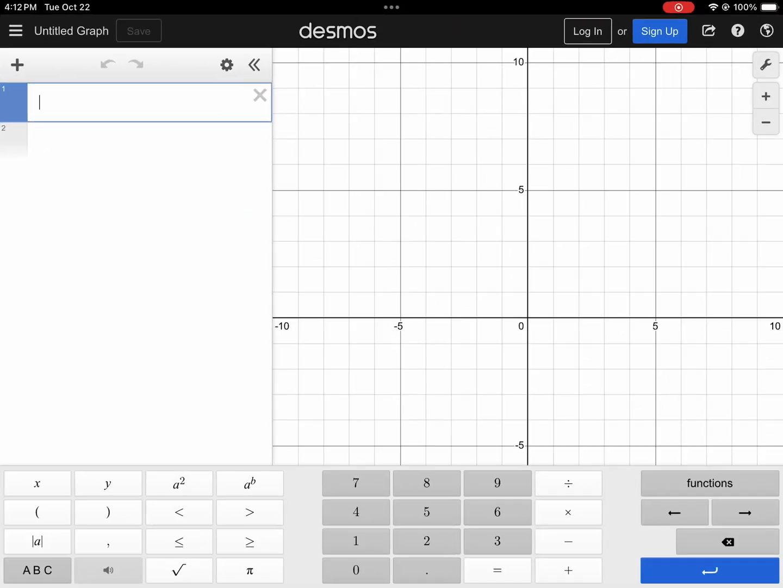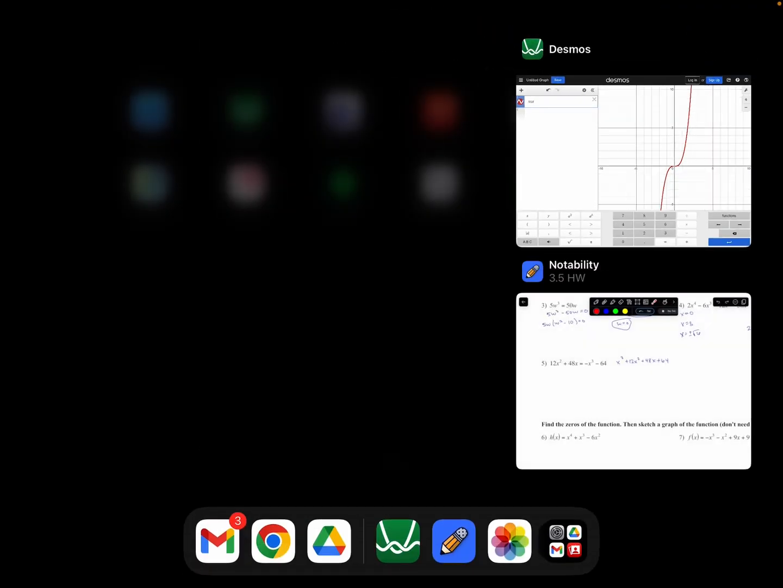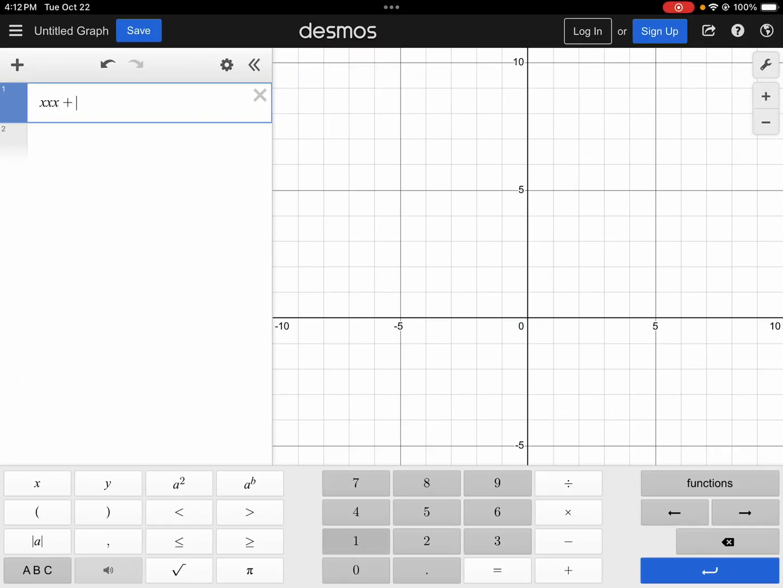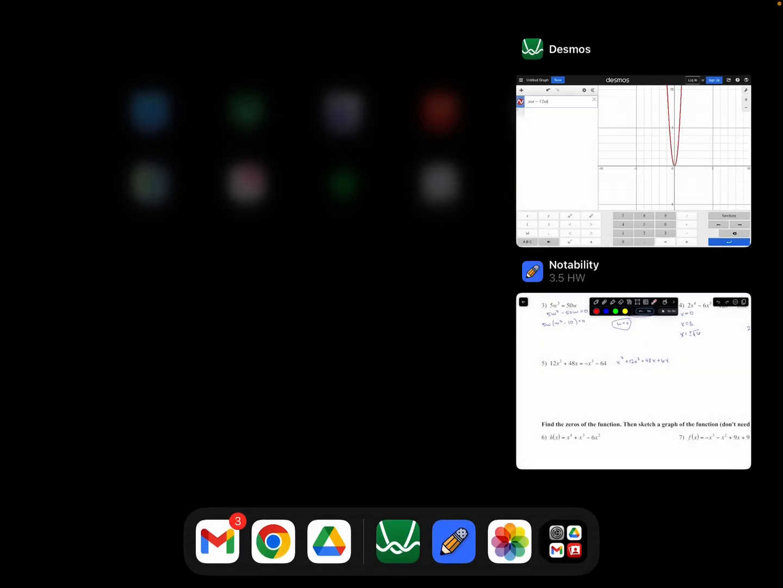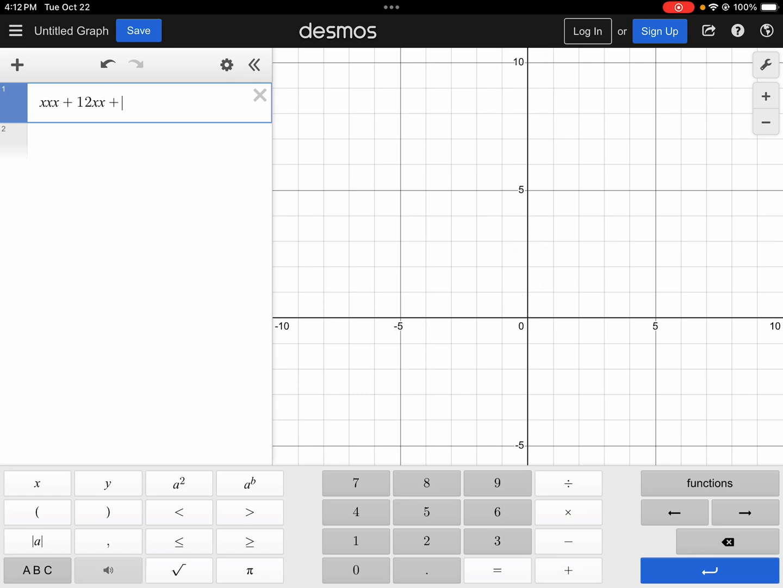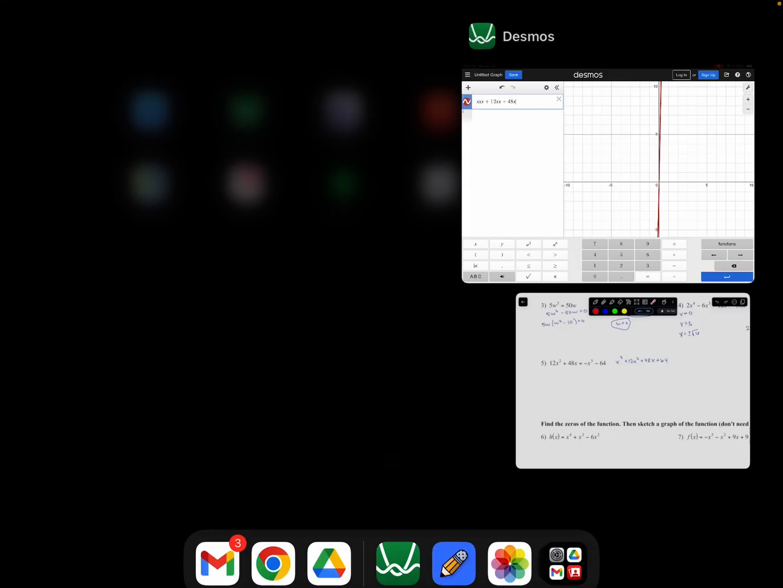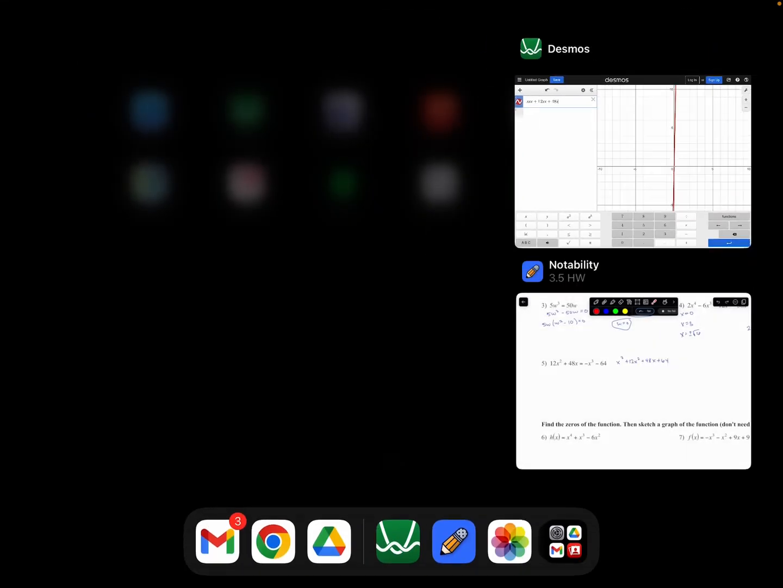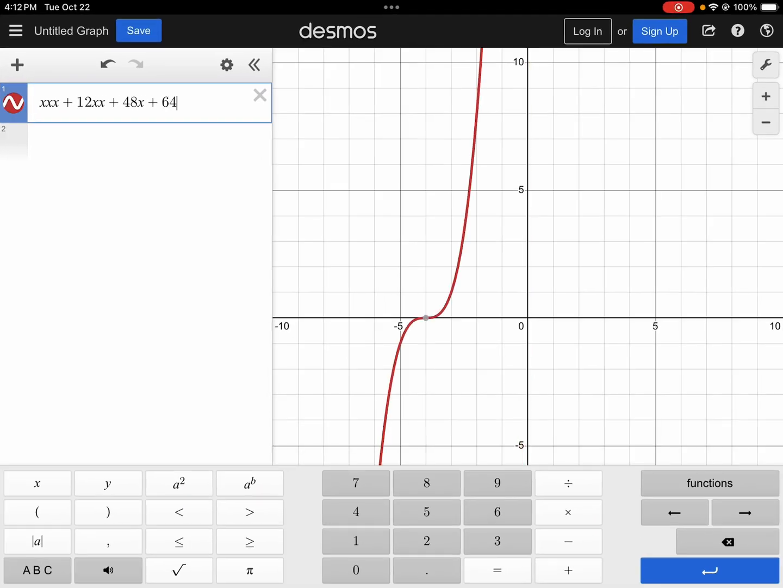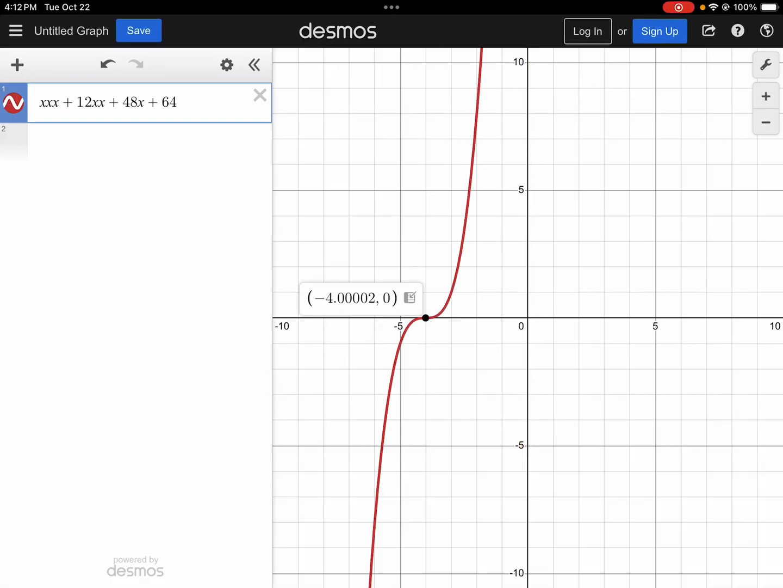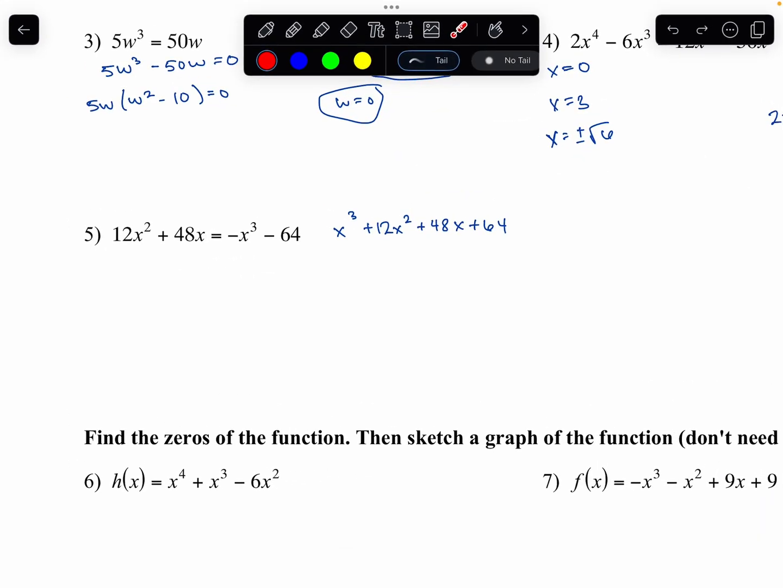So we have, let's see, what do we have? X to the third, and then plus 12x squared, plus 48x, and then plus 64. Okay, so here I see that it crosses the x-axis at -4. And so that's something I can start with. So -4 is a solution. I found that through graphing.